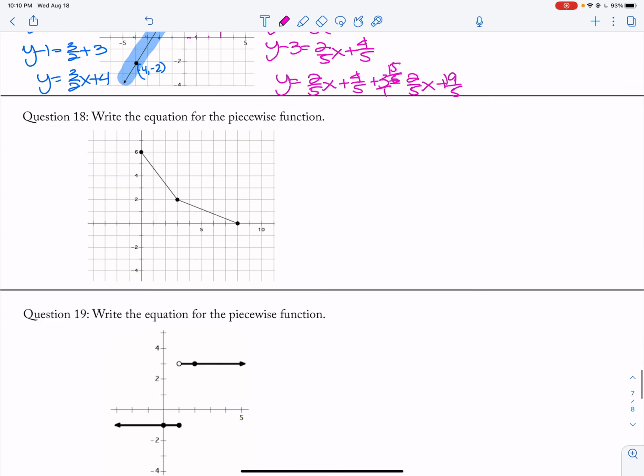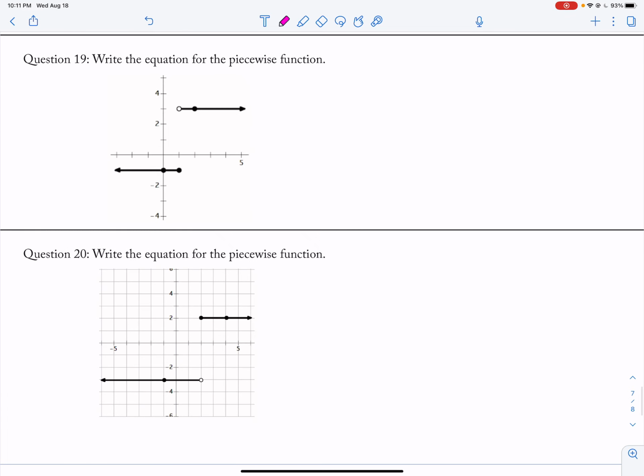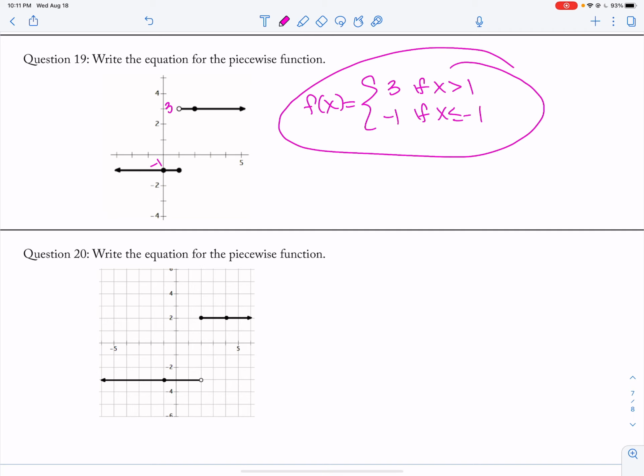And then the last one is just a step function. So it is at the y value of 3 and the y value of -1, so that f of x is equal to 3 if x is bigger than 1, and it's equal to -1 if x is less than or equal to -1. Okay? And then that ends your problem set for 1-2.